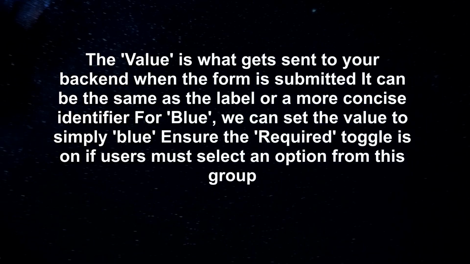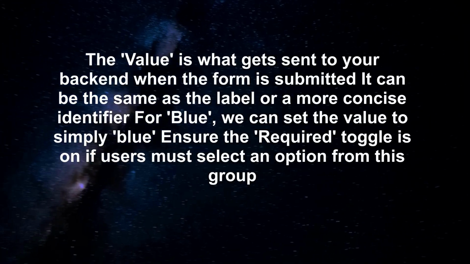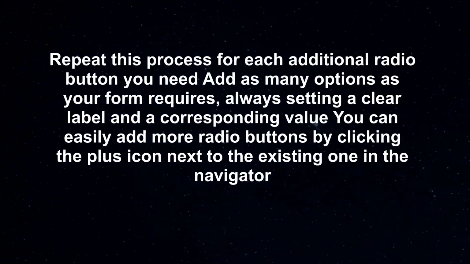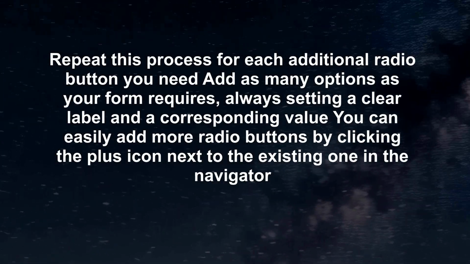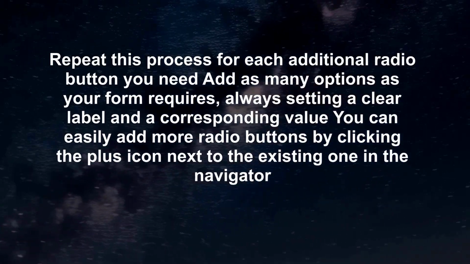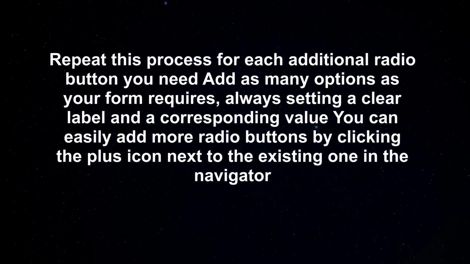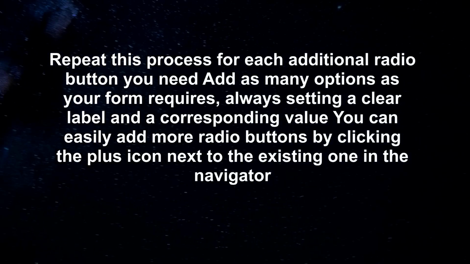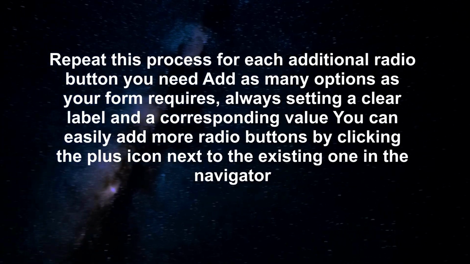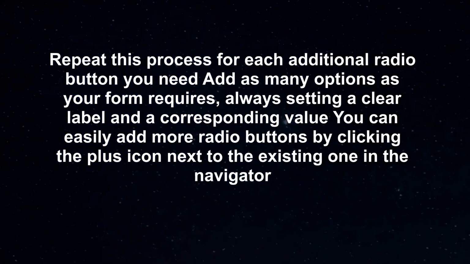Ensure the required toggle is on if users must select an option from this group. Repeat this process for each additional radio button. You need to add as many options as your form requires, always setting a clear label and a corresponding value. You can easily add more radio buttons by clicking the plus icon next to the existing one in the navigator.